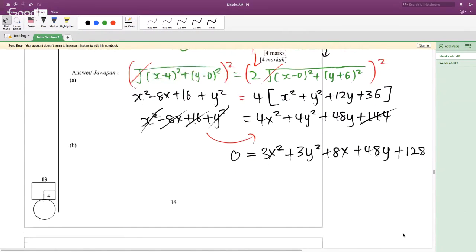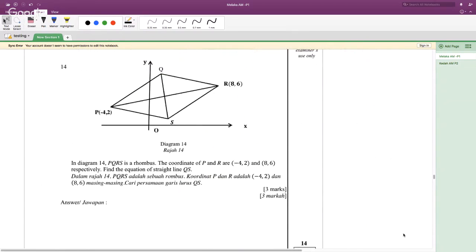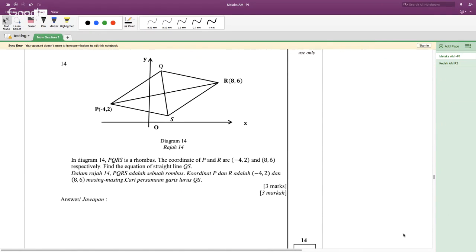Okay, so yes, it's about what chapter? Actually, this one is from Form 4 Chapter 6 about coordinate geometry, something like that. And then the last part of it is actually the lockers. Okay, question 14, I guess this is distance also.